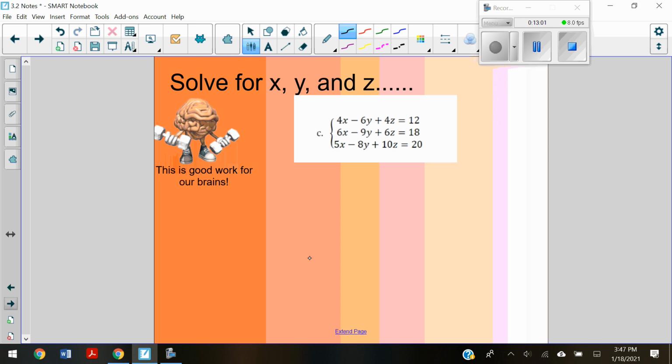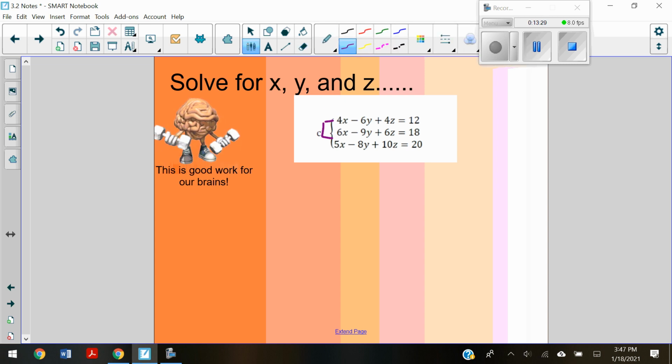So then I'm just going to look at this, and I see the 4 and the 6 in the x's, and so I'm just going to eliminate the x's. That's what I tend to go towards, the x's, but you can choose. So what does 4 and 6 both go into nicely? 24. So I'm going to times the top one by, oh, you know what? They both go into 12. Let's do 12. That's easier.